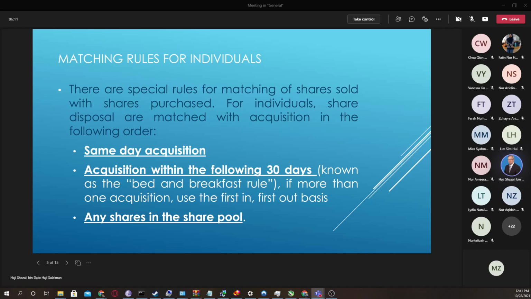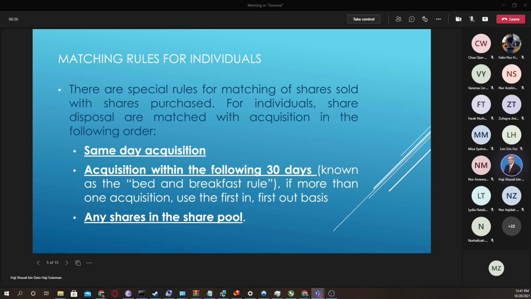Same day acquisition. So if you sold shares today and you actually bought some shares today, you need to match it against the same day acquisition. Don't worry, there'll be an example later. Then acquisition within the following 30 days. If there's more than one acquisition, then you do it on a first in, first out basis. And then any shares in the share pool. Share pool, we'll also go through an example of what a share pool is.